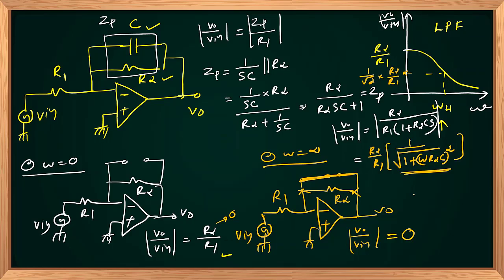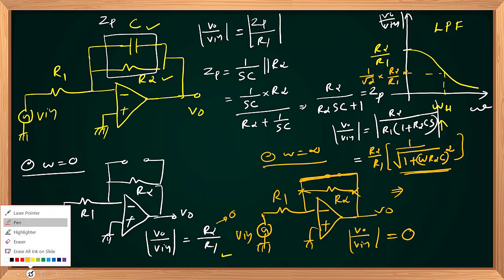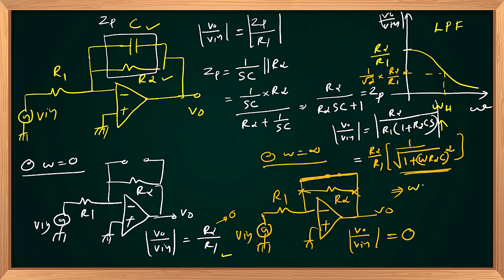Inside the root, the term should be equal to 2. That implies omega R2C equal to 1, and that omega is called omega H. Its value is 1 by R2C, as expected, from this resistance and this capacitance. If you are observing a slightly different circuit, don't worry, apply what you have learned so far.